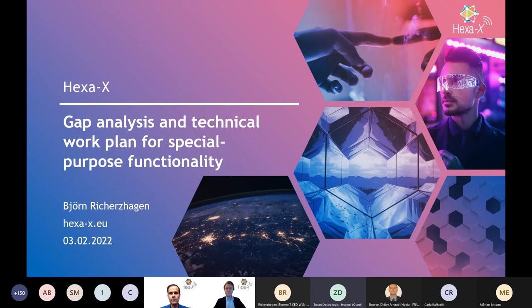There were more questions. Maybe Mårten can reply to them in the chat. And we move on with the agenda. So next presentation is also from Hexa-X, on gap analysis and technical work plan for special purpose functionality by Bjoern.